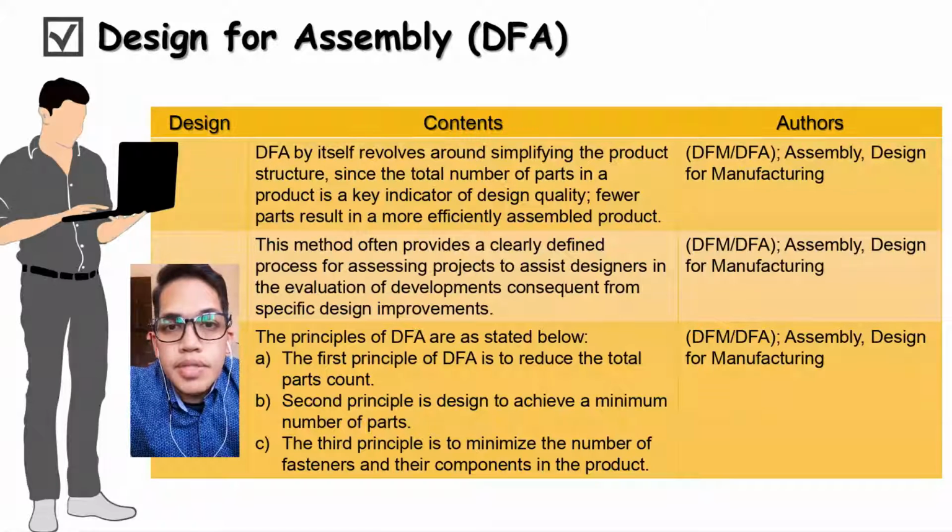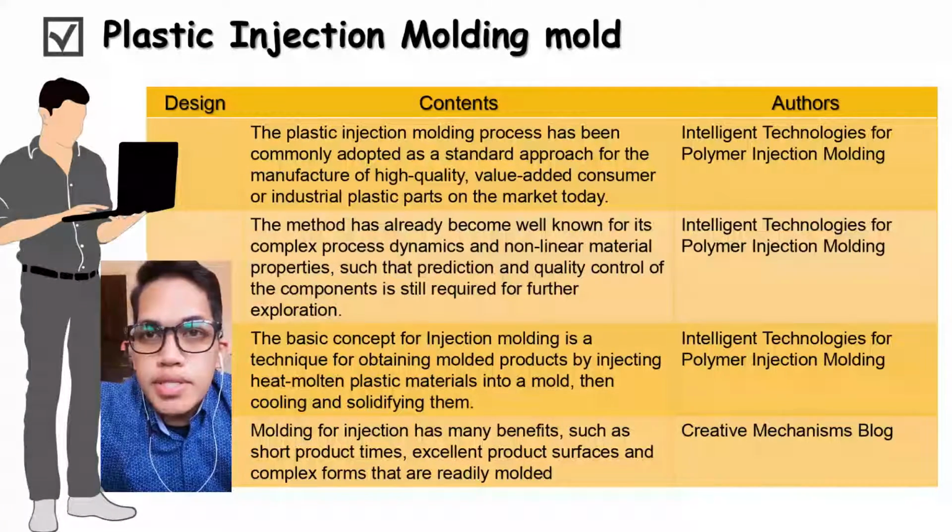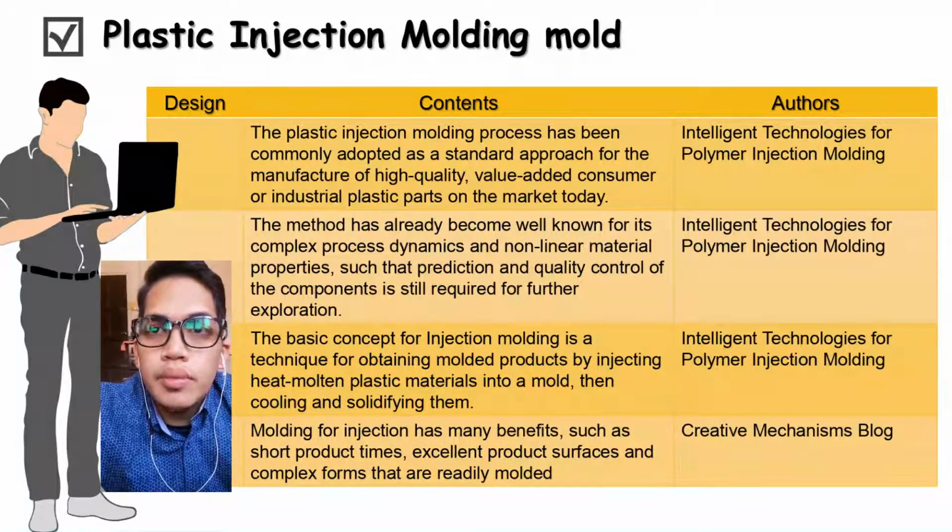There are three principles of DFA. The first is to reduce the total parts count. Second, to achieve a minimum number of parts. The last one is to minimize the number of fasteners and their components in the product, such as screws, nuts, and so on. Okay, the last one is about our project, which is plastic injection molding mold.